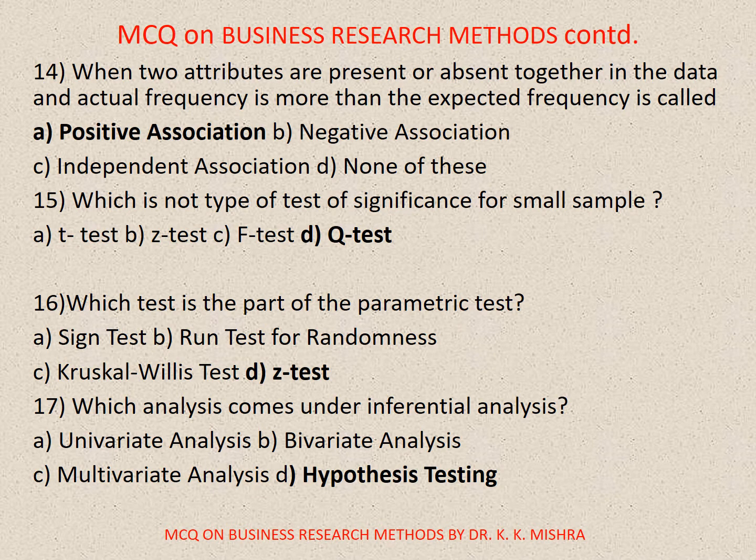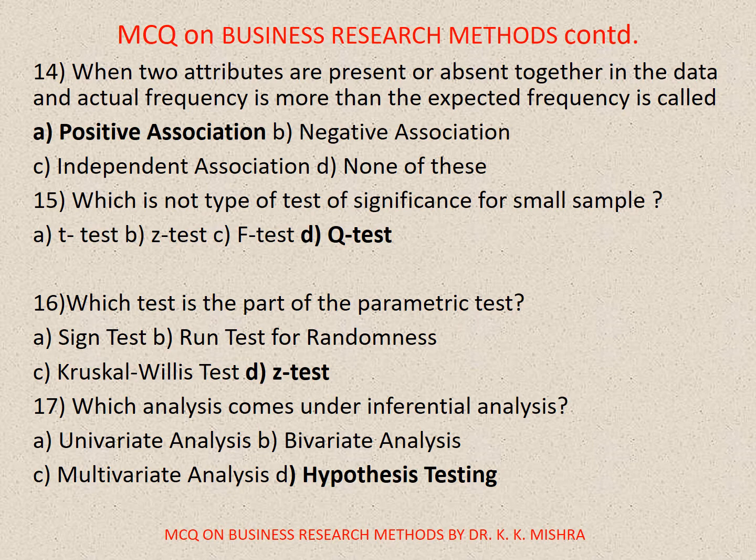Question number 14. When two attributes are present or absent together in the data and the actual frequency is more than the expected frequency, it is called. Options are A. Positive association, B. Negative association, C. Independent association, D. None of these. Correct option is A. Positive association.